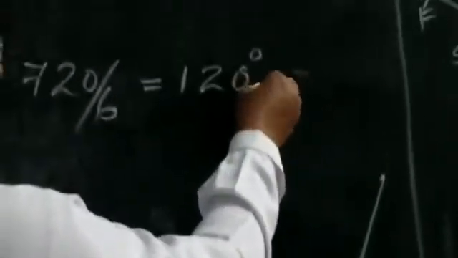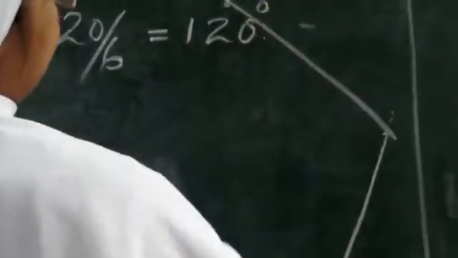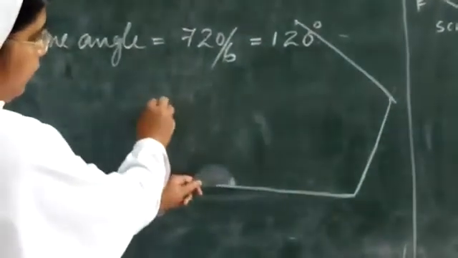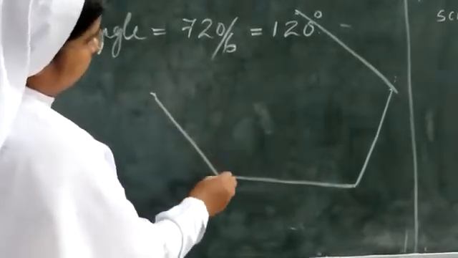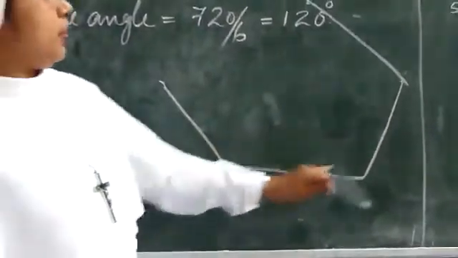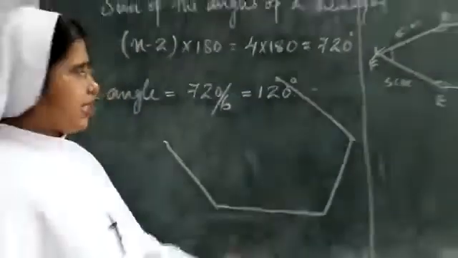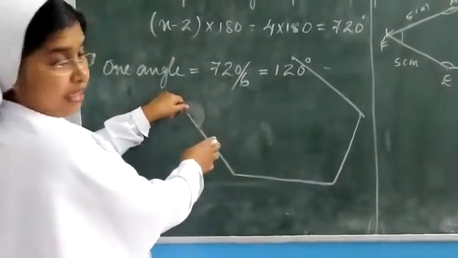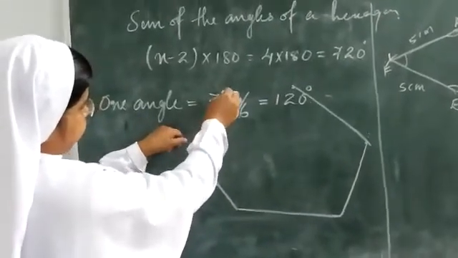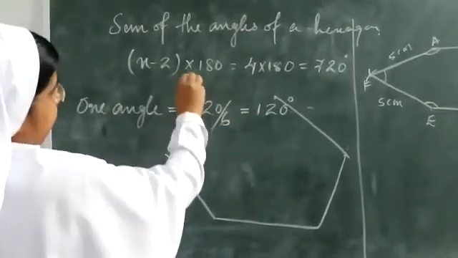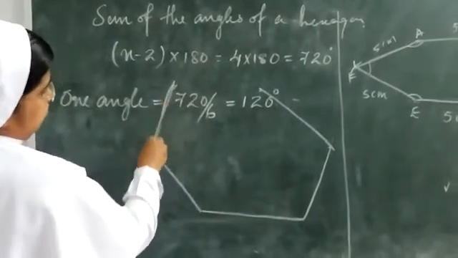Then again, keep the protractor here. Then it will be here, somewhere like this. Then keep the protractor here, then you will get a 120 here. How many sides already? 1, 2, 3, 4. How many sides should we have? 6 sides. Again, keep the protractor here, then find out another 120. So it will be like this.